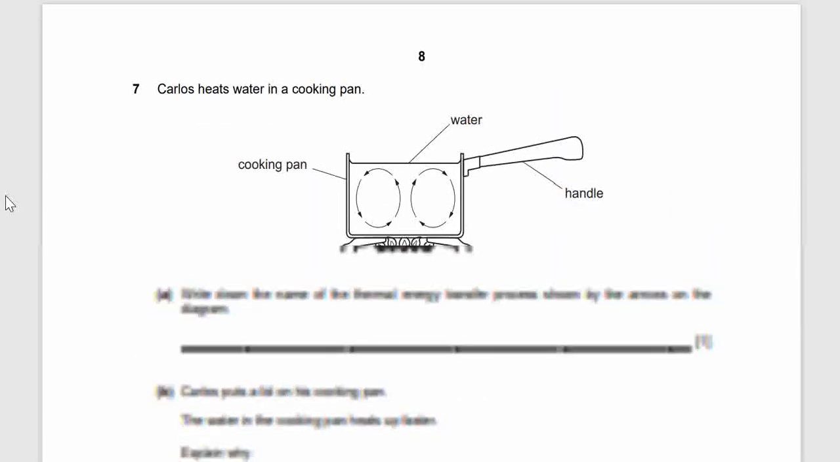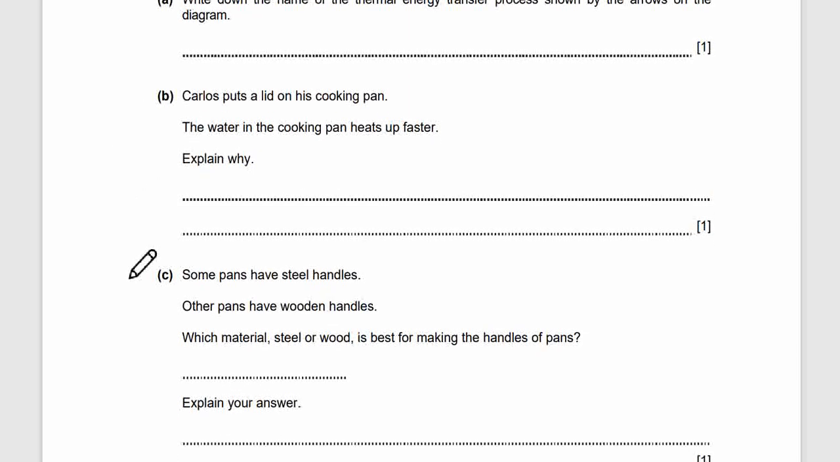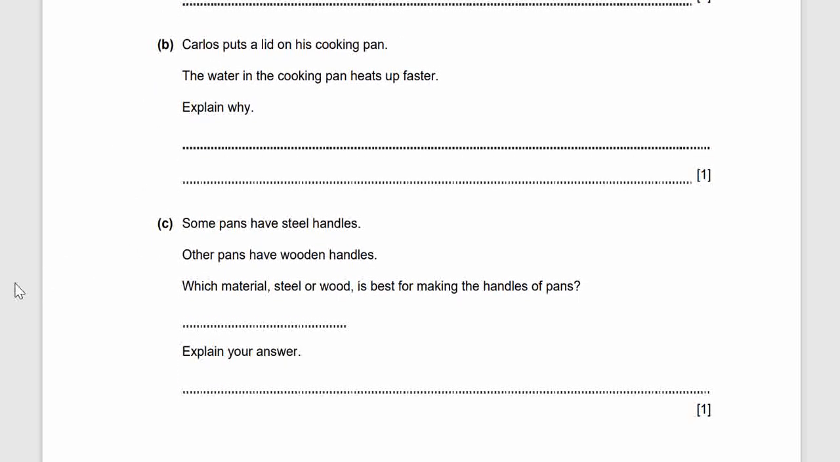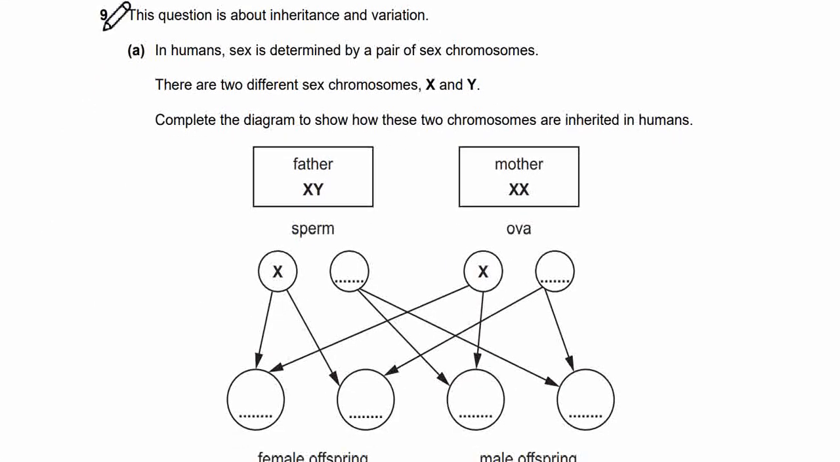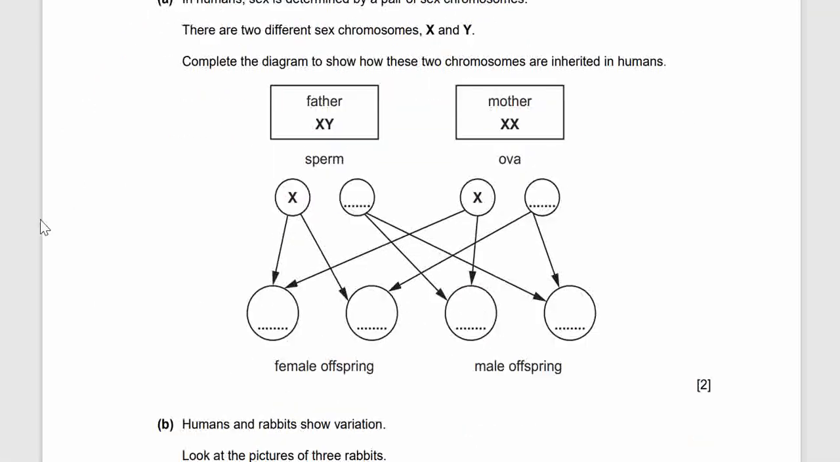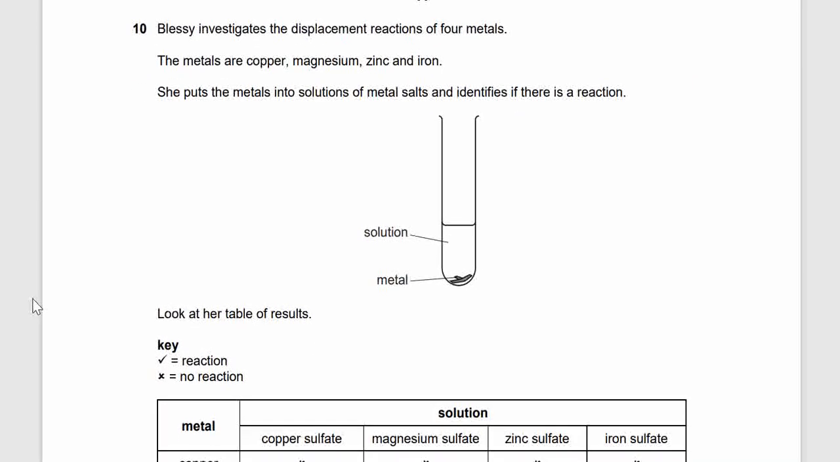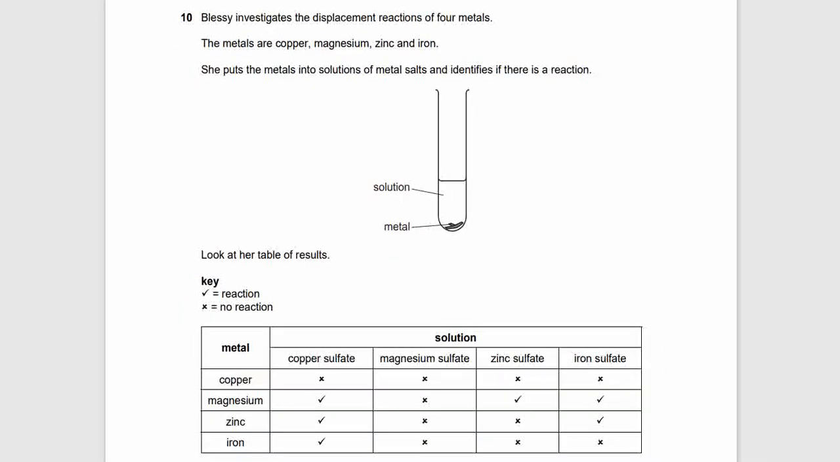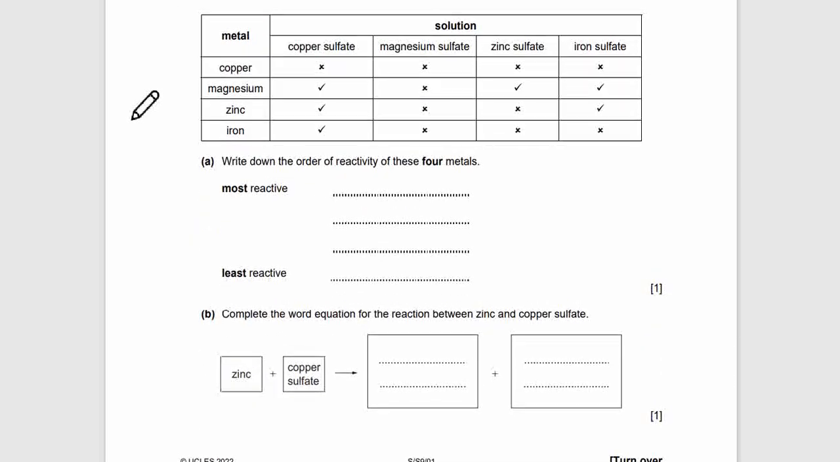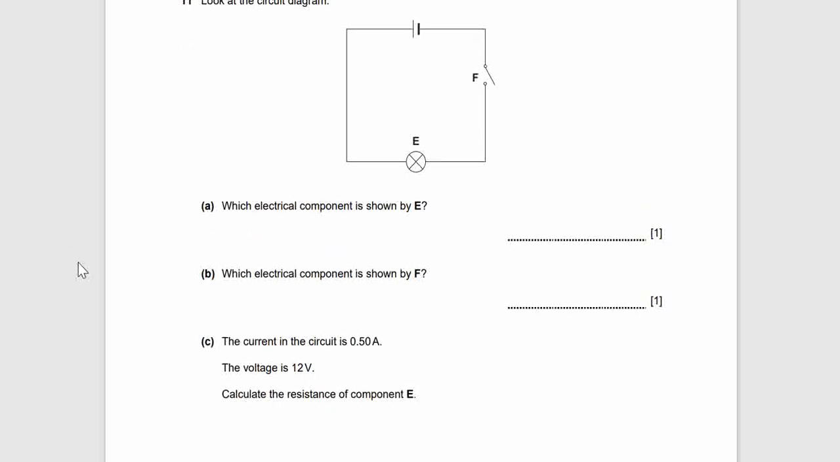Next is question number 7, A, B, and 7C, followed by question number 8. And now is question number 9, A and 9B, part 1 and 2, followed by question number 10. This is 10A and 10B. Next, we move to question 11, A, B, C.